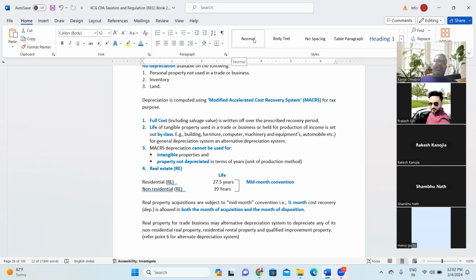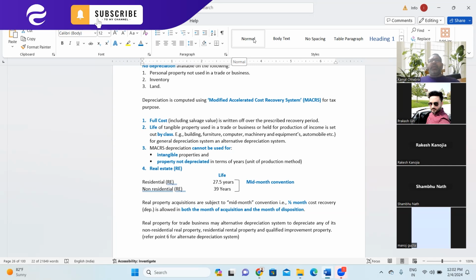So the Modified Accelerated Cost Recovery System, in short, we'll be discussing as MACRS. And this is the most preferred method used for calculation of depreciation. So what all things should you be considering? First, the full cost is written off over the prescribed recovery period. In India, when you calculate the depreciation, what do you do? You reduce the salvage value. Yes or no? Yes, sir.